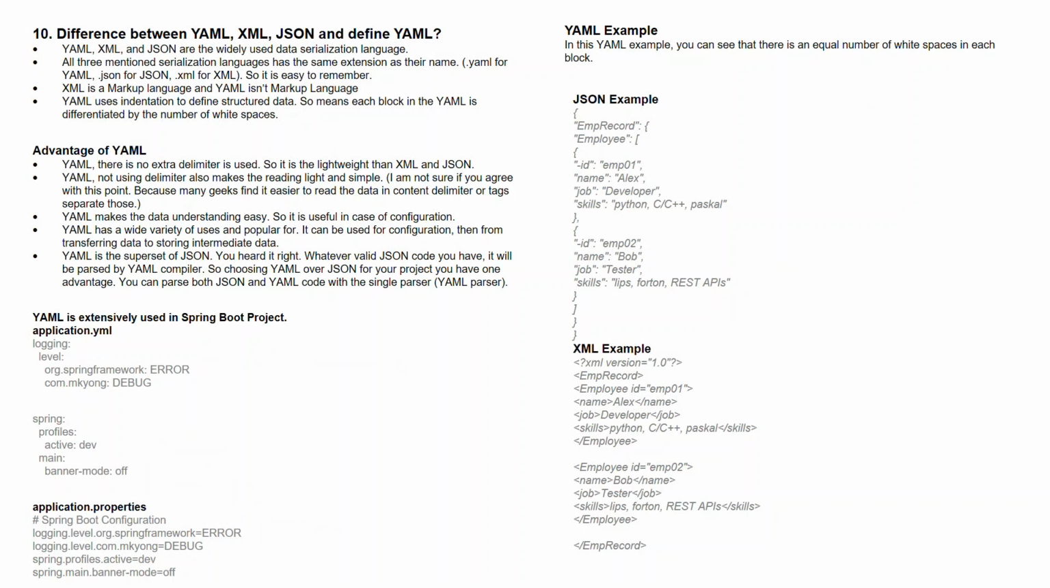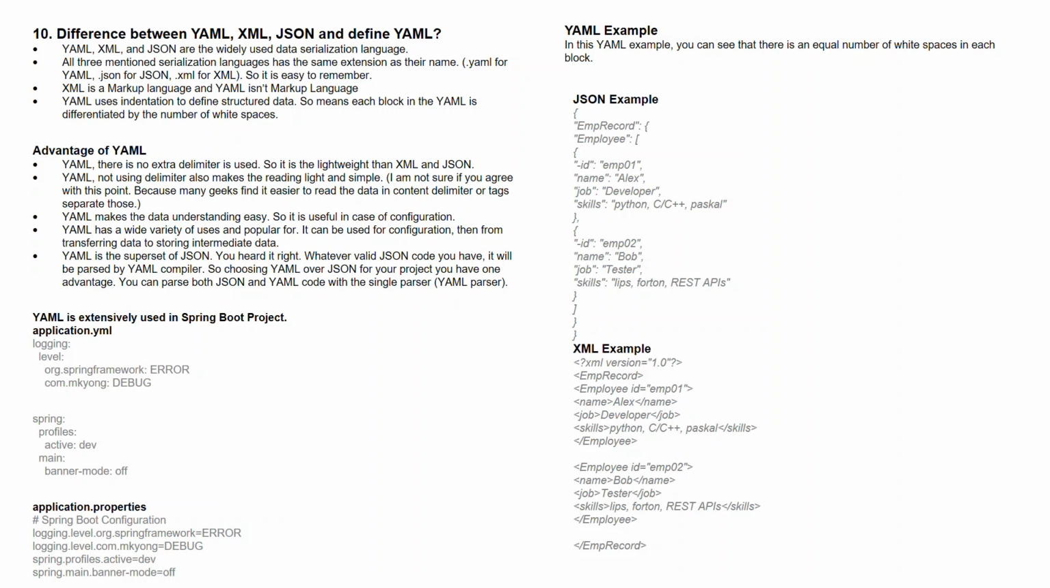Then, the difference between YAML, XML, JSON, and defining YAML. YAML, XML, and JSON are widely used data serialization languages. All three mentioned serialization languages have the same extension as their name: YAML for YAML, JSON for JSON, XML for XML. So it is easy to remember. XML is a markup language and YAML is not a markup language. YAML uses indentation to define structured data, meaning each block in the YAML is differentiated by the number of white spaces.